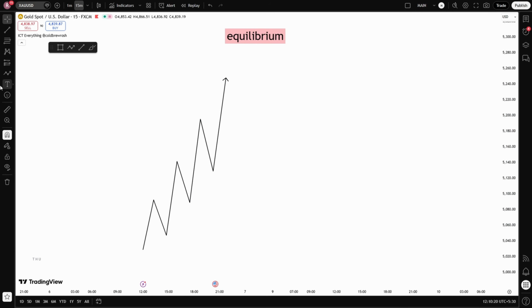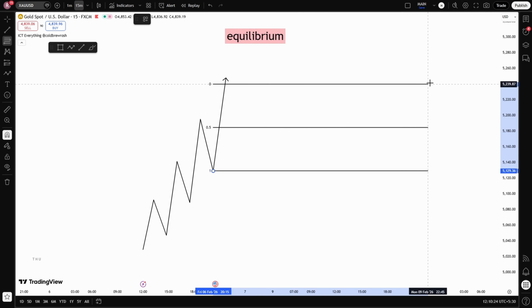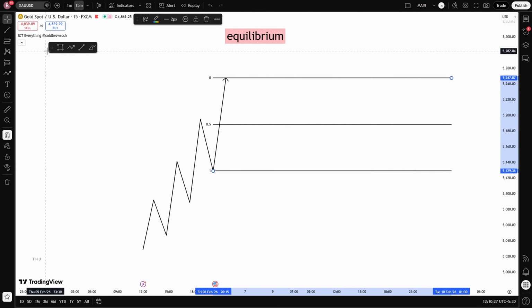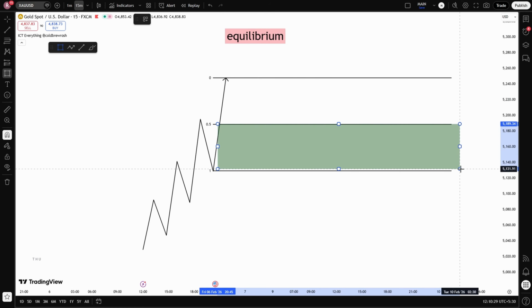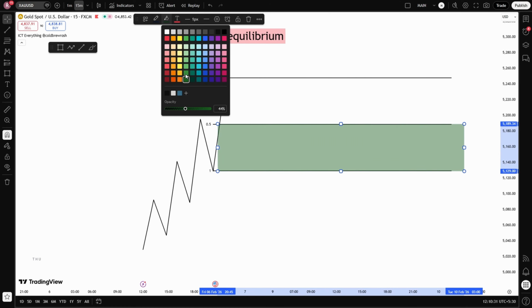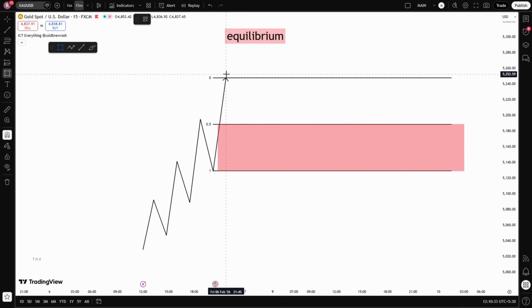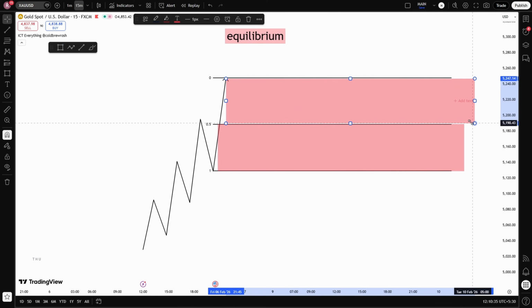This right here is the most recent swing low. Once price forms this new high, that is when equilibrium can be marked. So how do we draw equilibrium in an uptrend? We draw it from the most recent swing low up to the most recent swing high.